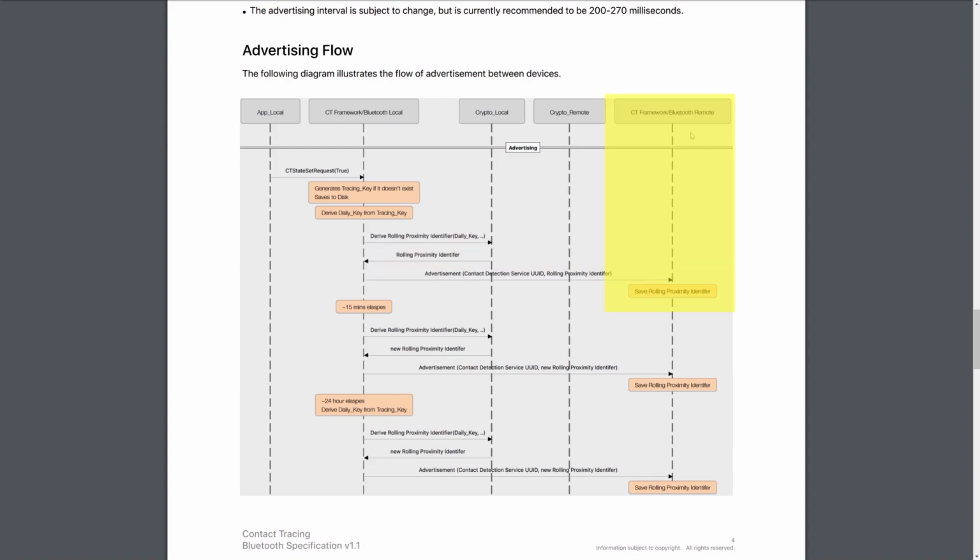And this is the other side. This is someone else's phone. The Bluetooth module detects this advertisement and saves the rolling proximity identifier. After 15 minutes, we derive a new rolling proximity identifier on our side, and then we have an advertisement again. And again, the other person saves the rolling proximity identifier. Then after 24 hours, we derive a new daily key from the tracing key, and the advertisement flow repeats.